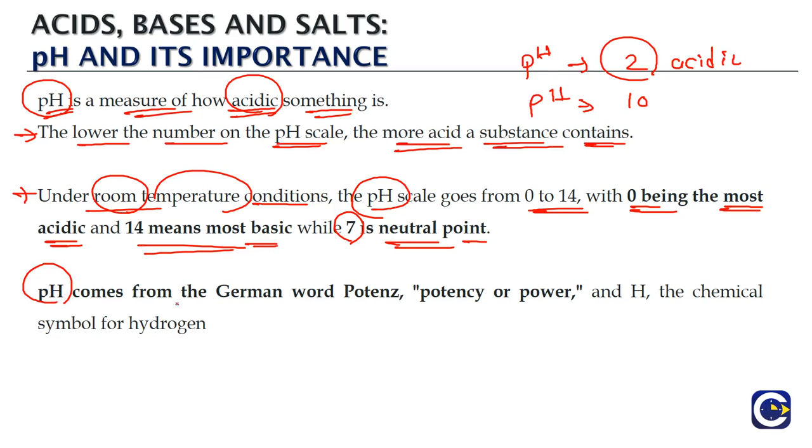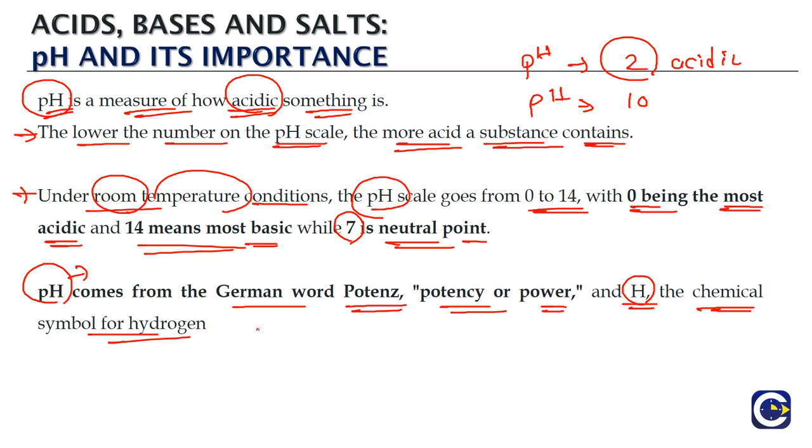Now how has the name pH come? It has come from the German word potens, meaning potency or power. So potency or power of hydrogen, where H stands for the chemical symbol of hydrogen. So power of hydrogen or potency of hydrogen is the reason why we call it as pH.